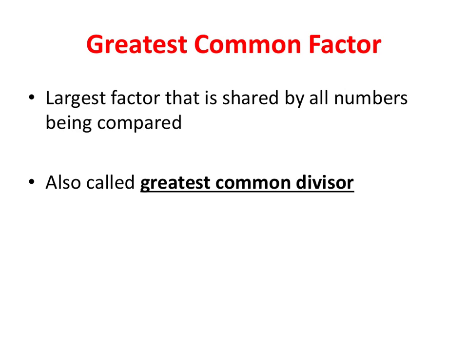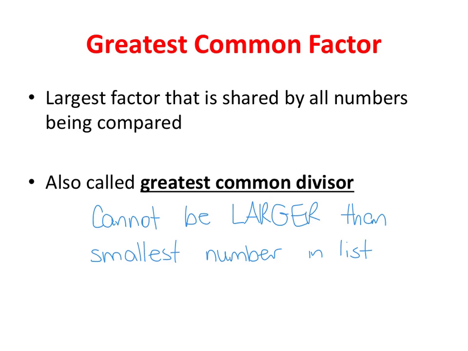The greatest common factor is the largest factor that's shared by all of the numbers that are being compared. It's also called the greatest common divisor. Now, something important to note about our greatest common factor. When you are asked to find a greatest common factor, your answer can never be larger than the smallest number in the list of values you're comparing. It might be equal to the smallest number, but it can never be larger.